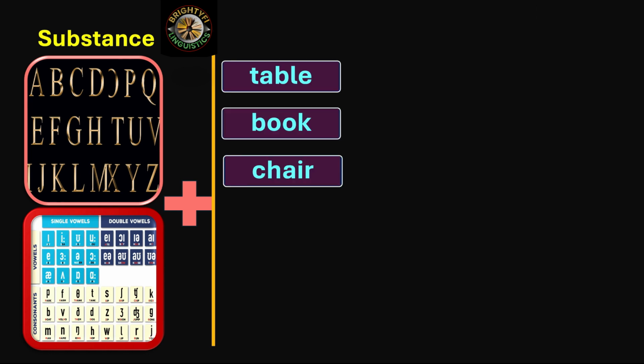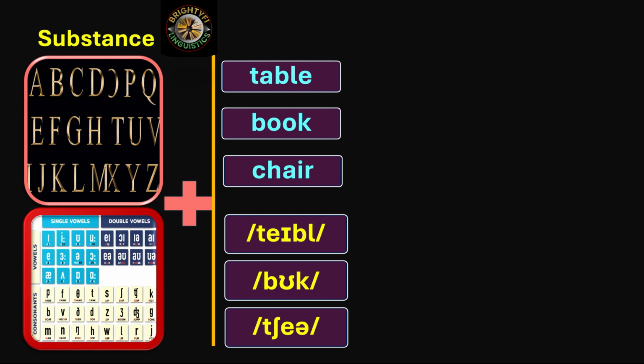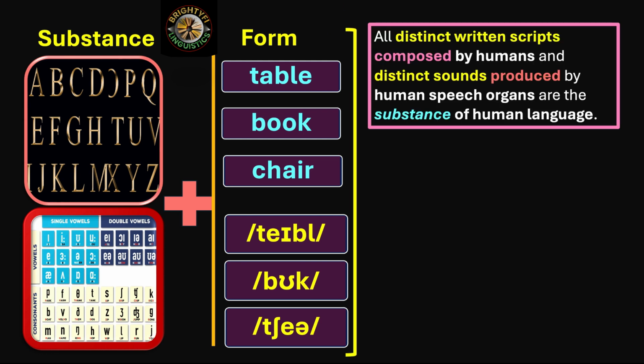Let's continue our discussion about substance and form. So these 26 alphabets of the English language and 44 sounds of the English language, as we just discussed, are the raw material of language. This is considered technically in linguistics as substance. And when we give them proper shape, they become words like table, book, chair. Likewise, we have the spoken forms, the sounds of those words like table and chair, and they are referred to as form. So what we come to is that all distinct written scripts composed by humans and distinct sounds produced by human speech organs are the substance of human language.